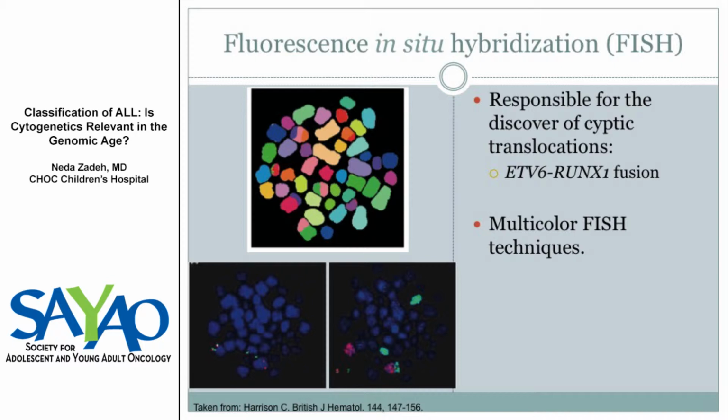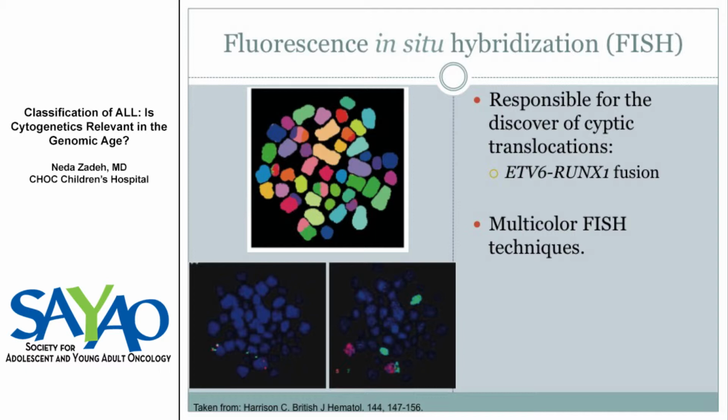The bottom two pictures are metaphase FISH taken from the bone marrow of a patient with T-cell ALL, and the karyotype indicated a 5;7 translocation, giving rise to the TLX3-CDK6 fusion. The bottom left picture here shows a normal chromosome 5 with the red-green fusion signal, which is right here. Hopefully I don't advance the slide.